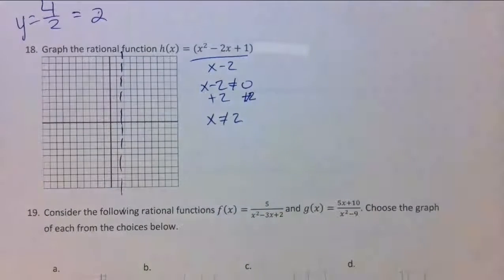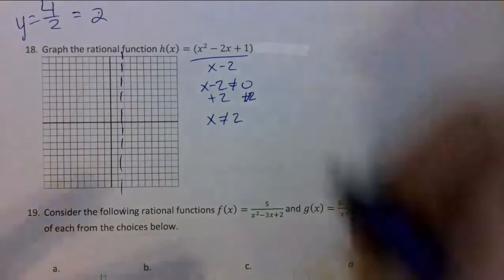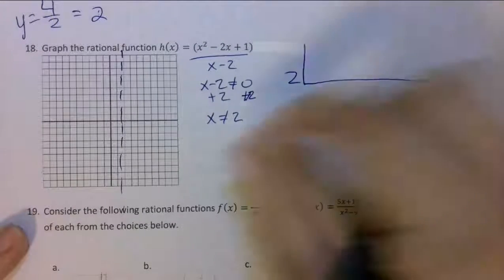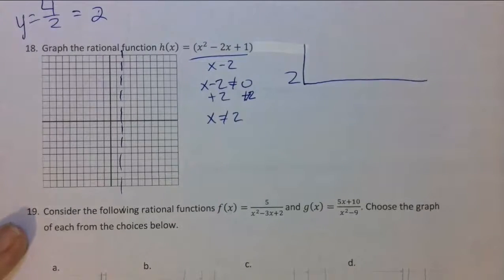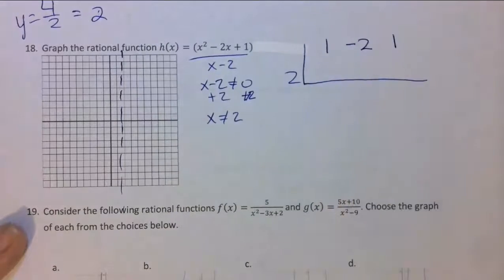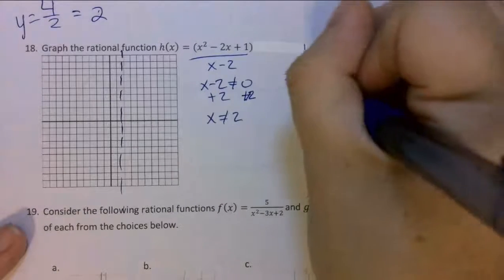Then this one has a higher exponent on the top, so I want to divide and see if I have a slant. I am going to use synthetic division. I know 2 is the number I'm dividing by. I'm going to write my coefficients out front. I have 1, negative 2, 1. The first one comes down.